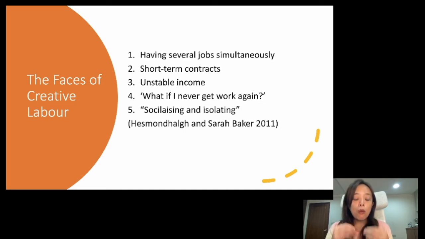One interesting thing that Hesmondhalgh and Baker also mentioned is that it is actually quite an extreme condition of creative labor to have to be socializing for networking purposes, but at the same time be quite isolated in terms of actually doing the work. I do think this is something interesting to look into, and it also helps us understand a bit more about the mentality of creative labor, and the circumstances and difficulties that they face.